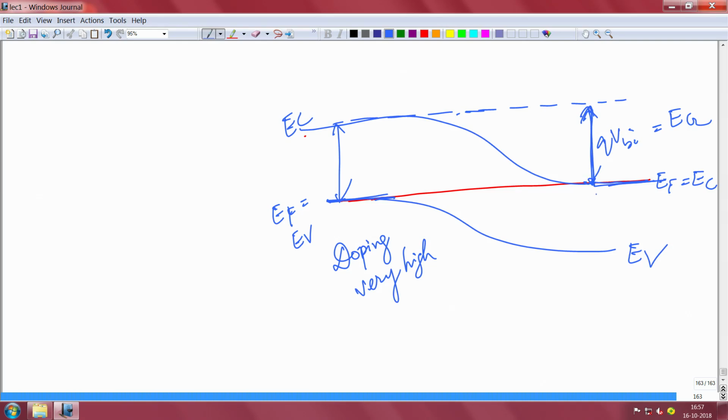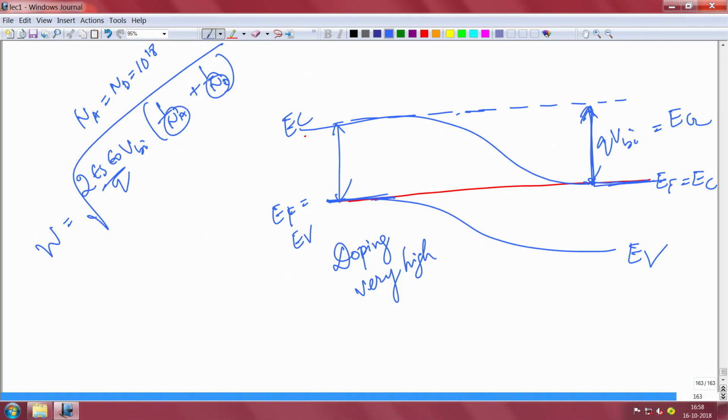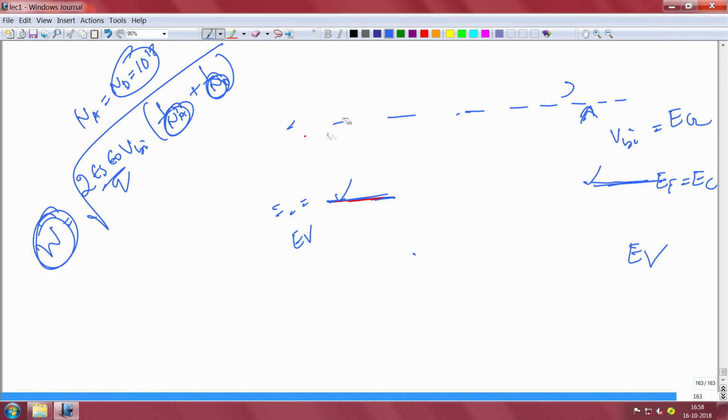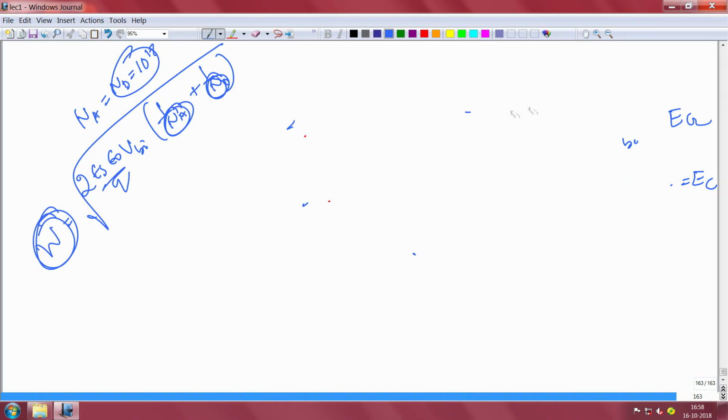Of course, if your doping is super high, Na and Nd are 10 to the power 18, then you remember the depletion width is the square root of 2 epsilon by q Vbi times (1 by Na plus 1 by Nd). If this Na and Nd is 10 to the power 15, then this is very large. If Na and Nd are 10 to the power 18, then this will be very narrow, which means the depletion will be very narrow. So it will be very sharp. It will be a very narrow junction, because the depletion will be very low because your doping is very high. So your built-in potential and your depletion go inversely as the doping.